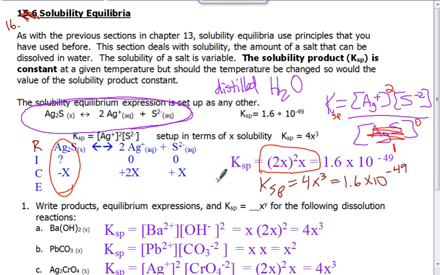If you know the value for x, what can you do with that value? Plug it back in, and you can figure out how much silver and how much sulfur is in your water. Right? So a German scientist did something similar.